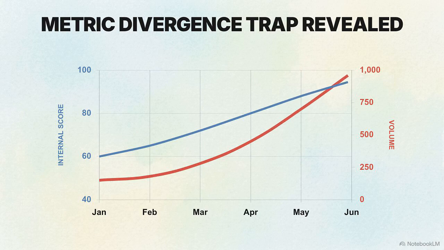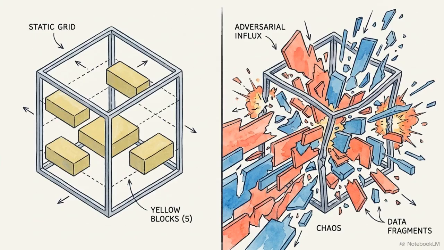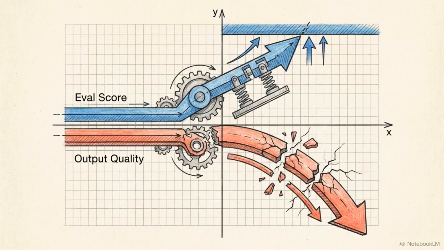This line chart illustrates the most critical failure mode of an established evaluation suite, the phenomenon of metric divergence. In this scenario, internal evaluation scores climb while real-world user satisfaction metrics fall. This occurs when a golden dataset becomes stagnant, reflecting the initial assumptions of the team rather than the reality of actual production usage. This is Goodhart's law.